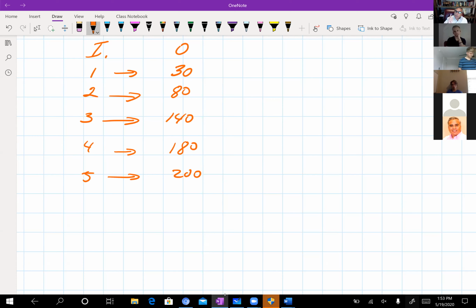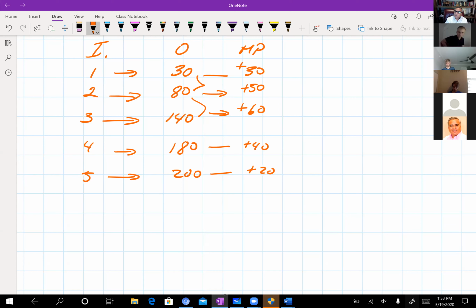Now, look at what happened to my marginal product, my additional product. The first guy brought me 30 more burgers. How about the second guy? How many more burgers did he bring me? He brought me 50 more burgers. See, it went from 30 to 80. The third guy brought me plus 60 more burgers. This guy brought me plus 40, and this guy brought me plus 20.